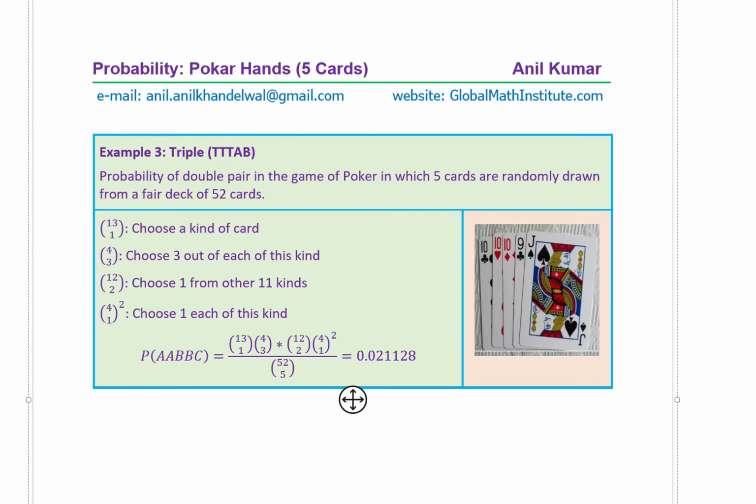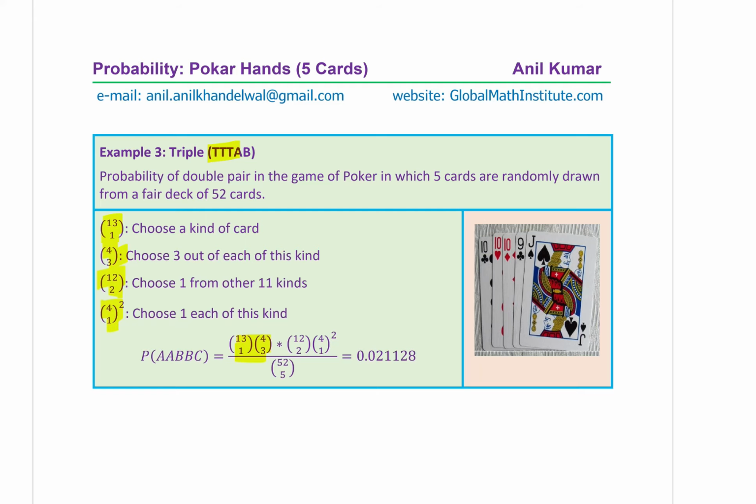Now let's move on and take the next example. The next example is to get a triple, three of one kind and some other two cards. So again, what is the strategy? Well, from the 13 cards, you have to choose one kind for which you have to pick up 3. So 13C1, 4C3 gives you the first factor of the triple. The other two cards have to be different. So from 12 remaining, you have to choose 2 and one of each kind. So 4C1, 4C1, which gives you 4C1 square.